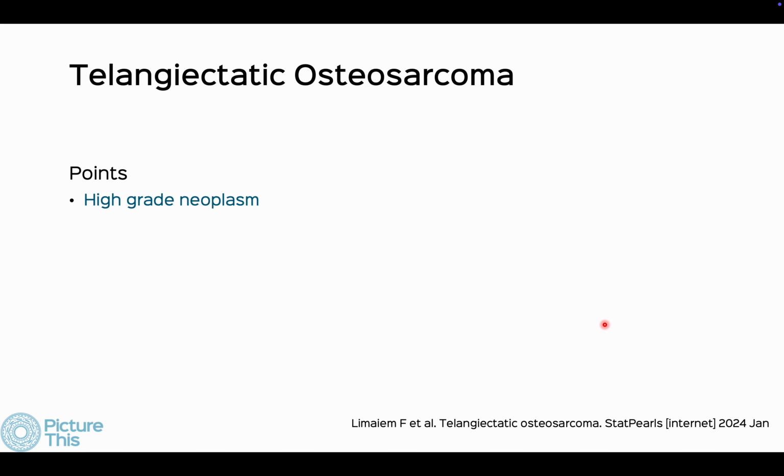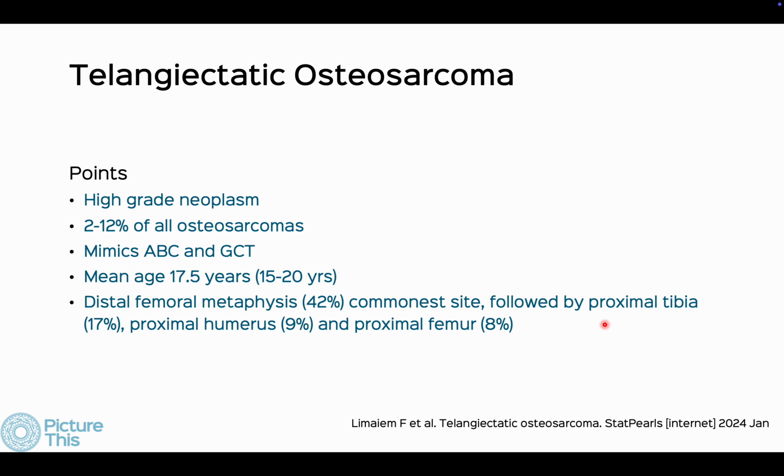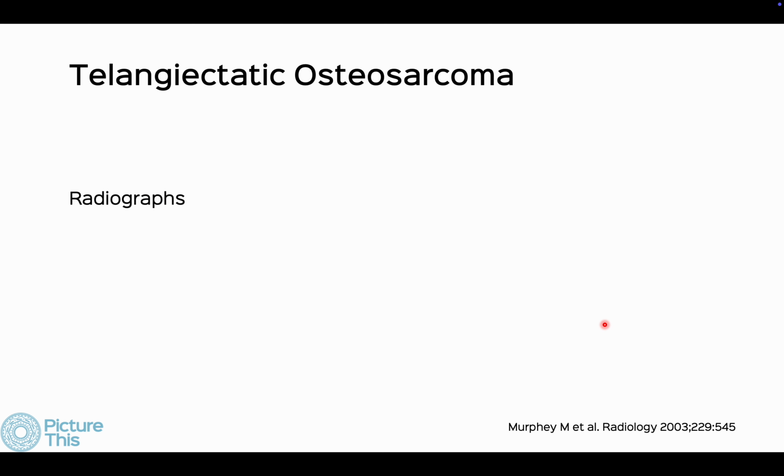So telangiectatic osteosarcoma is a high-grade neoplasm. It is about 2 to 12% of all osteosarcomas. It mimics ABC more than GCT, typically in the 15 to 20 year age group, and the commonest site is the distal femoral metaphysis, followed by the others that you can see here.